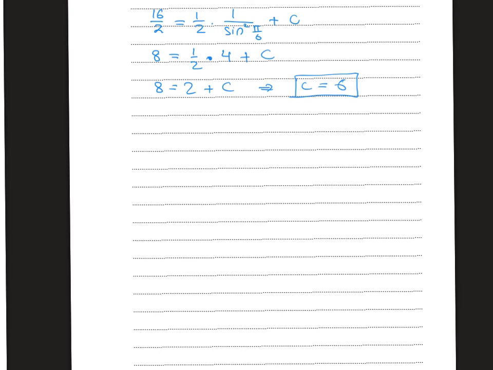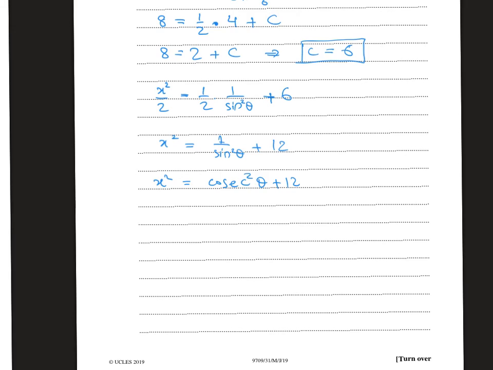So now let's replace c with 6, and we have x squared over 2 equals 1 over 2 times 1 over sine squared theta plus 6. So this is actually the solution, but of course we have to simplify it further. We need to find the answer in terms of x, not x squared. So let me just multiply the whole expression by 2. We're going to get x squared equals 1 over sine squared theta plus 12, and 1 over sine squared theta equals cosecant squared theta. So let me write this as cosecant squared theta plus 12 equals x squared, and now we can simply take the square root of both sides. So we're going to get x equals the square root of cosecant squared theta plus 12, and that is what we are asked to show.